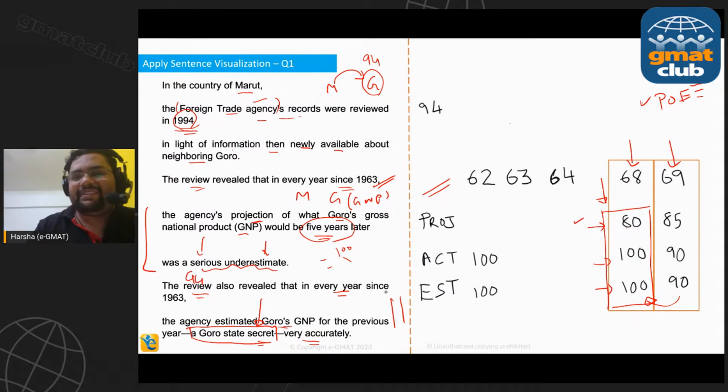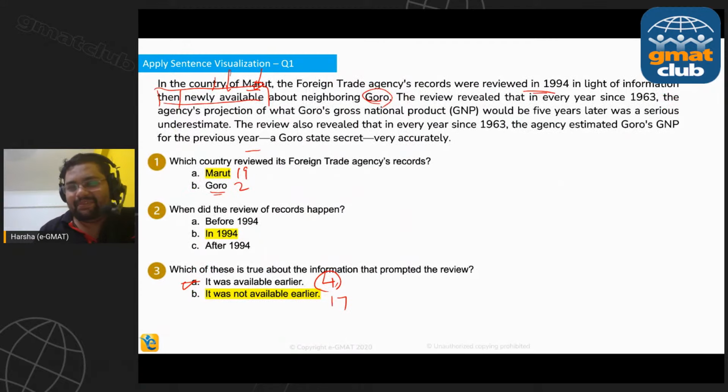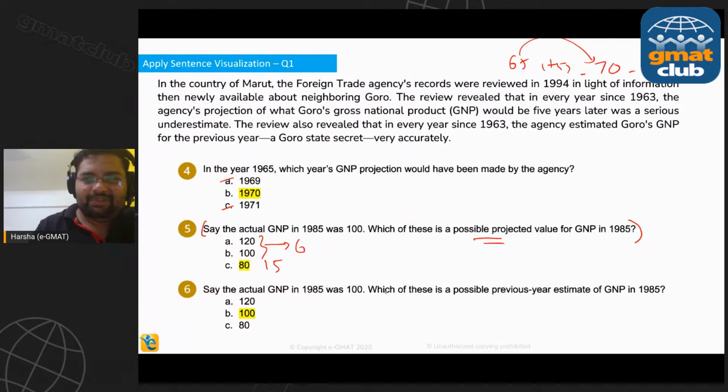So if I have to put numbers, let me put numbers. If I have to put an example, let me put an example. If you had gone in with that approach, do you think you would have fallen in this question? The projected value is always a serious underestimate. So if the actual value is 100, the projected value has to be less than 100. This is the only valid answer.